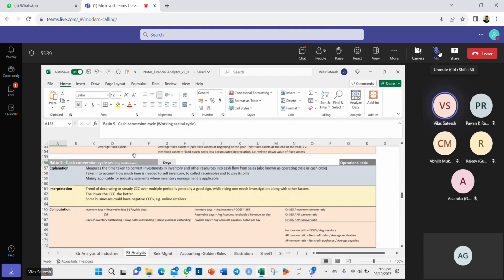It measures the number of days that I need to convert my investments in inventory and other resources into realization of my money from sales. Today I have invested my money into inventory. Assume that I purchased inventory for $50 today, which is 9th of October. I'm able to sell it and realize my money by 15th of November. So what is my cash conversion cycle?